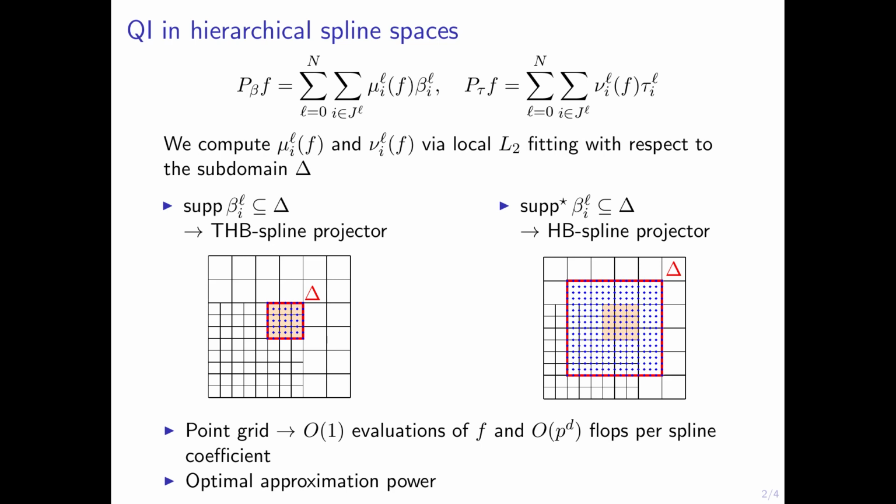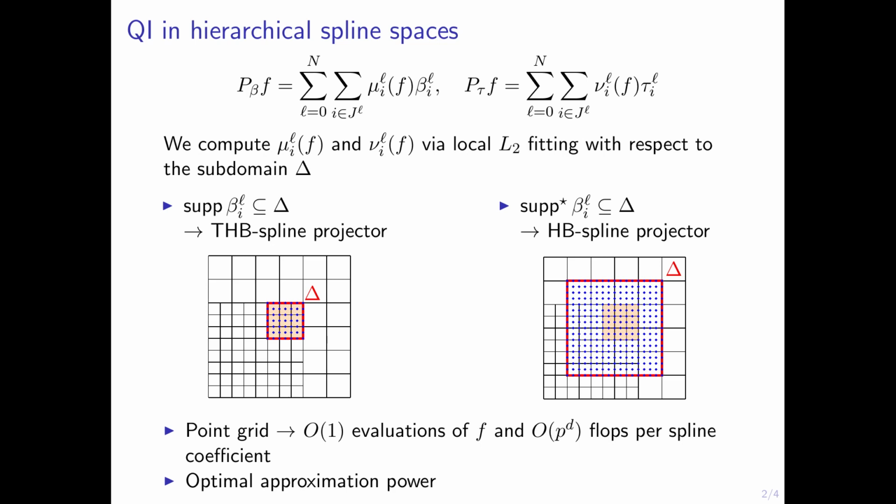And here you can see two pictures. This is a mesh with two levels. The red color denotes the subdomain delta, and the orange color is basically the support of the basis function beta. On the left you have the THB case, so we have a condition: if the support of beta is contained in delta, then we can conclude that we have a THB spline projector.